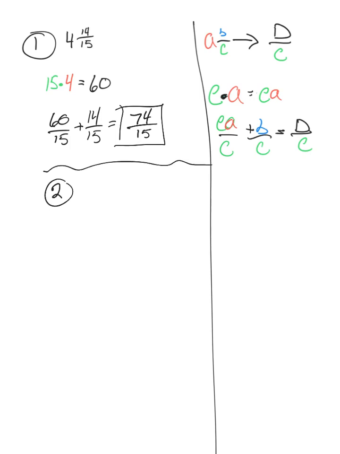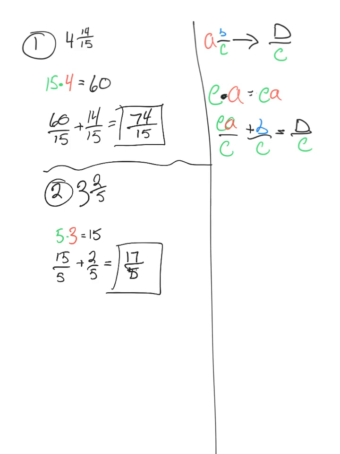Let's try another one. 3 and 2/5. So what the idea on the right says is that we should take 5 times 3 equals 15. Then we should take 15 over 5 plus 2 over 5 to equal 17 over 5. Can 17 over 5 be reduced? No. Therefore 17 over 5 would be your final answer.